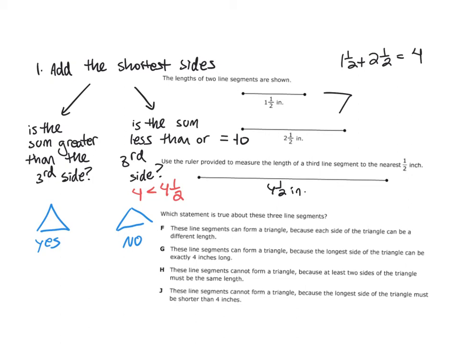So let's read our statements. The first statement says these line segments can form a triangle. Okay, the next one says these line segments can form a triangle. Then we have these line segments cannot form a triangle. Okay, because at least 2 sides of the triangle must be the same length. And that's not why. We can have triangles where all the sides are different lengths. That's not a rule. Okay, let's look at the next one. These line segments cannot form a triangle. Okay, because the longest side of the triangle must be shorter than 4 inches. Yes, that's the case here, because the sum of our first 2 sides, our shorter ones, is equal to 4. Bingo, that one's right on the money.